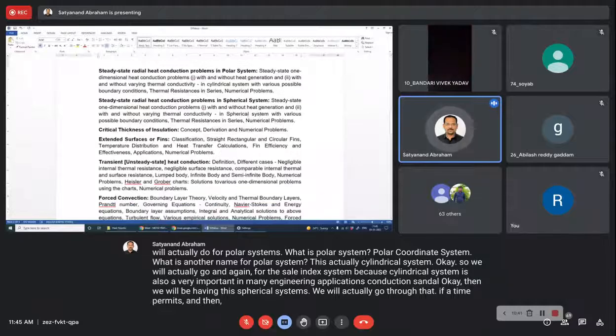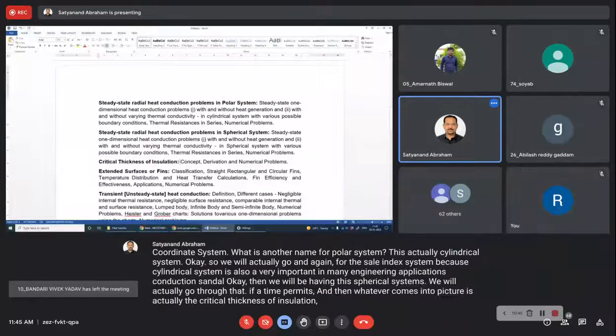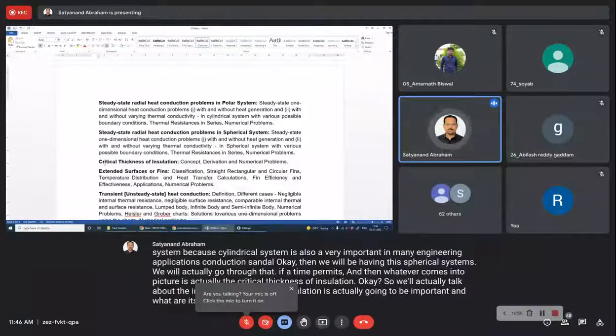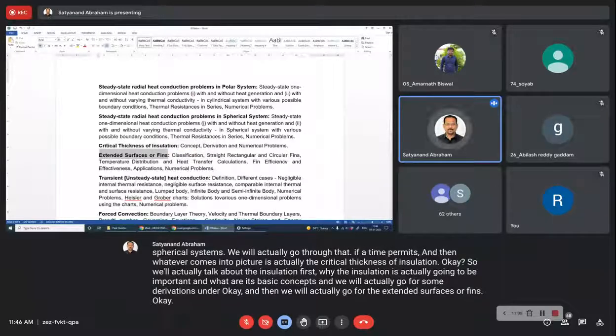And then what comes into the picture is the critical thickness of insulation. We will talk about the insulation first, why insulation is important, what its basic concepts are, and we will go for some derivations. And then we will go for the extended surfaces or fins. The fins are the surfaces which we use for increasing the heat transfer.